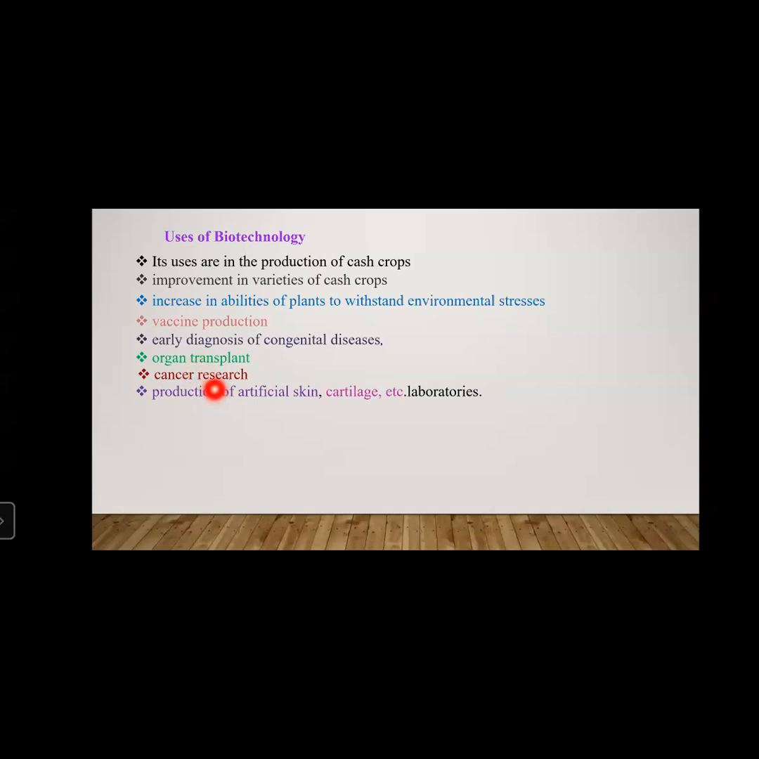As I've given you the example of skin transplant, okay, or the plastic surgery where the defected skin is replaced by a new fresh skin. Even liver transplant is carried out. Okay, so in case of organ transplant also biotechnology is used.